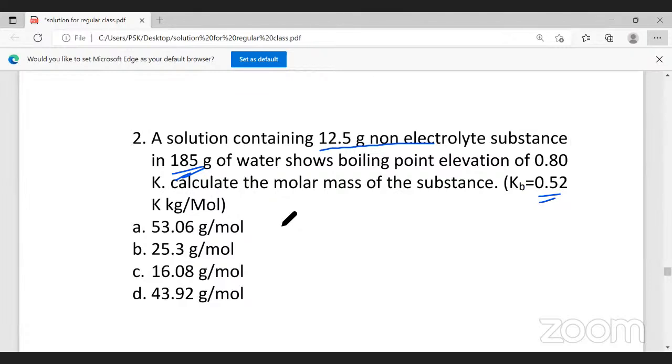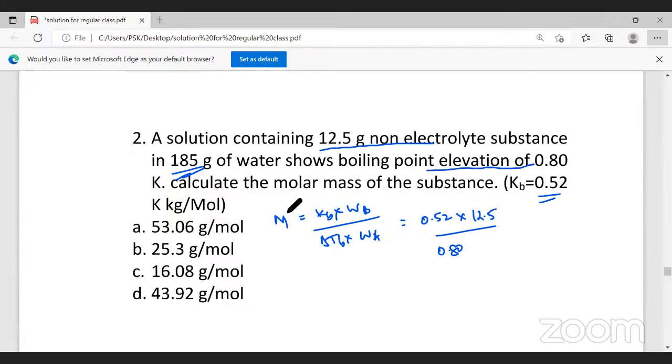That will be equal to Kb into Wb divided by delta Tb into Wa. What does B stand for? B stands for solute and A stands for solvent. So Kb they have given us 0.52, and Wb, weight of the solute, they have given us 12.5, and delta Tb, they have given as 0.80. Elevation in boiling point is given as 0.80 Kelvin. The weight of the solvent, they have given us 185 grams.